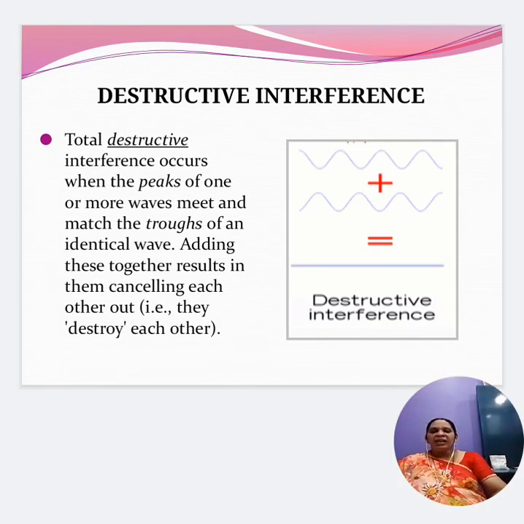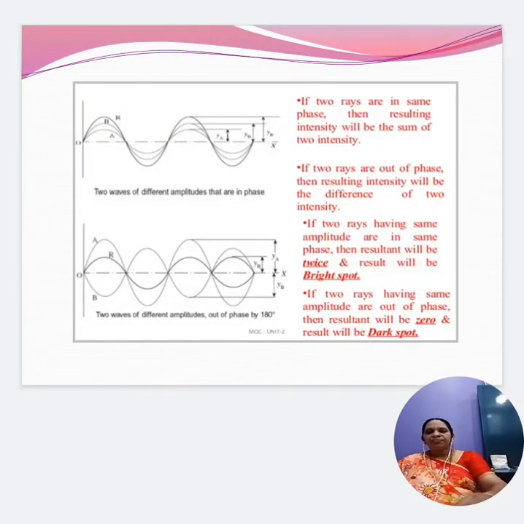We have two identical waves having the same frequency, and the amplitudes of the waves are the same. When the crest of one wave is meeting the trough of another wave, when they are superimposed, cancelling of the wave takes place. They get destroyed, so this type of interference is called destructive interference.